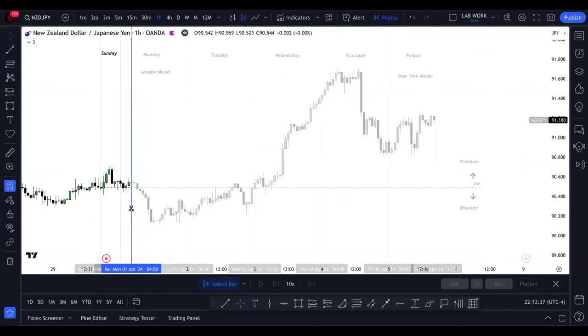So let's get into this London model here. 15 minute.